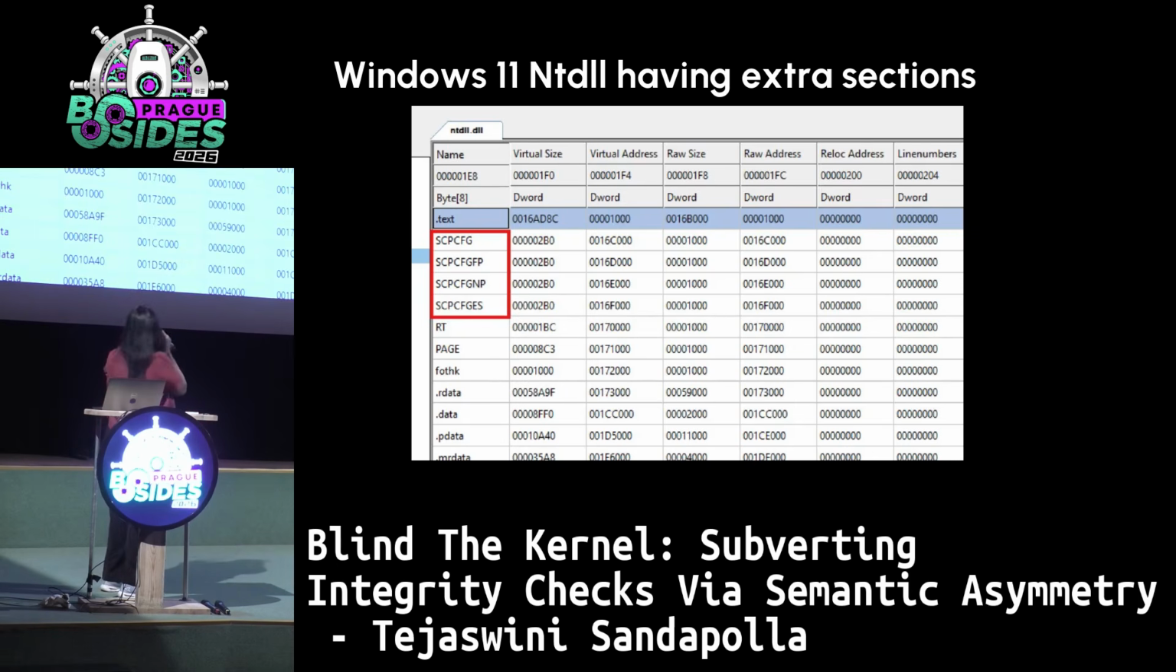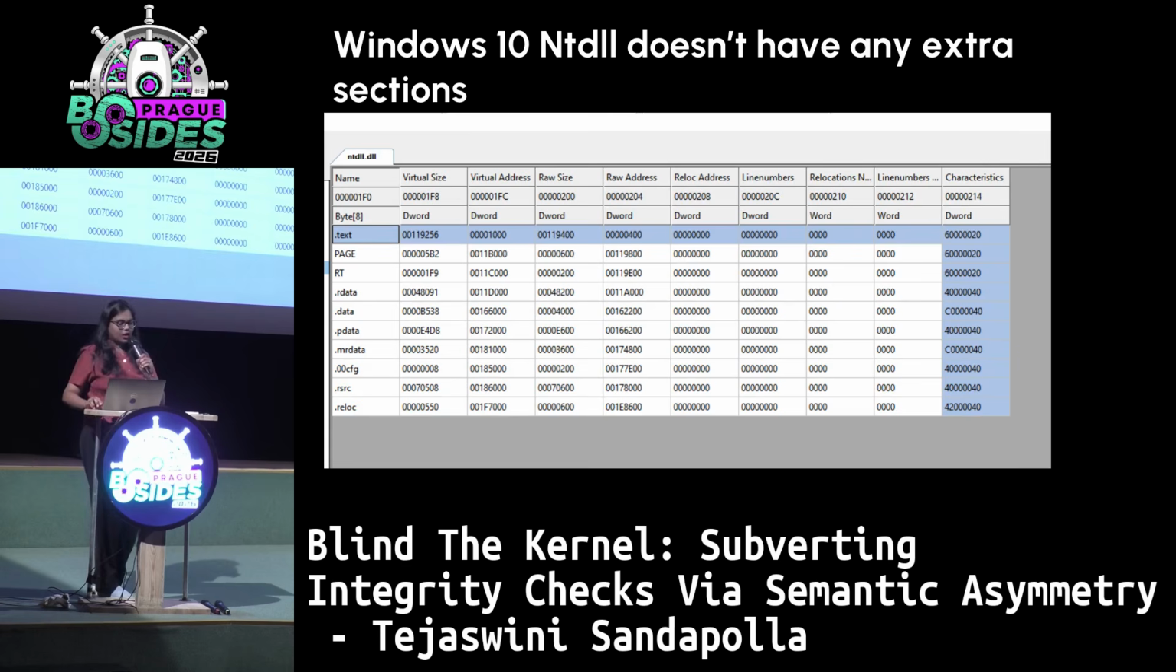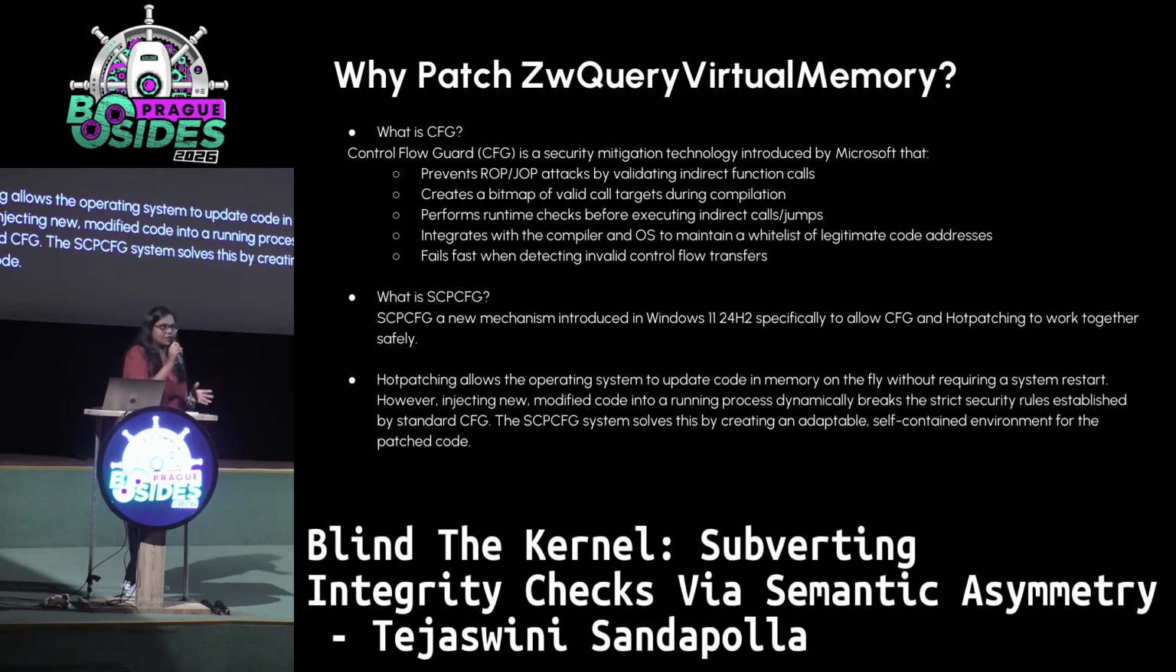So you can see this snippet of Windows 11 NTDLL, which has 4 extra sections. These sections are named like SCP CFG and so on. Now, this is a snippet from Windows 10 NTDLL, and you can see clearly that these sections are absent. Moving forward, I was talking about SCP, CFG and all right now, before the slides. So what is CFG? I guess most of you might know, it means control flow guard. That means it will validate whether an indirect call is going to a legitimate target address or not. This is the basic definition of CFG.